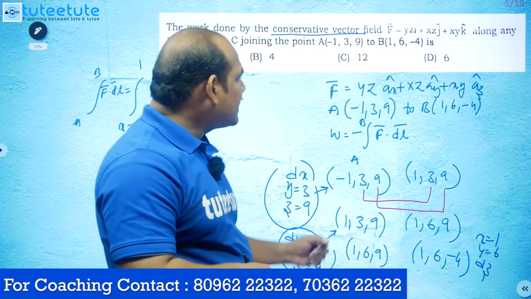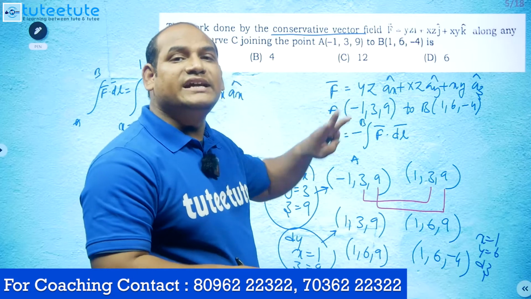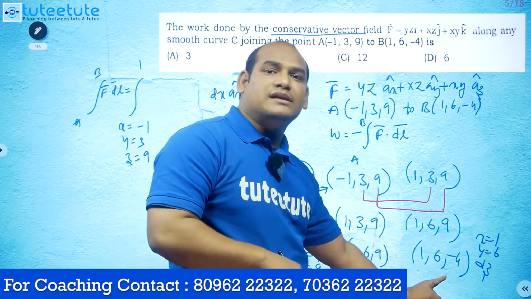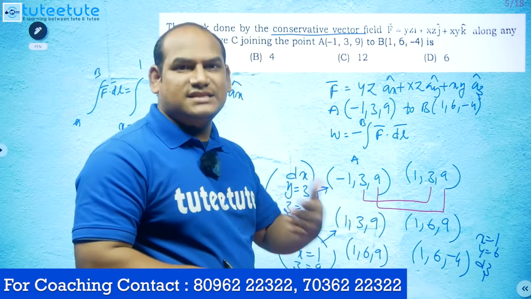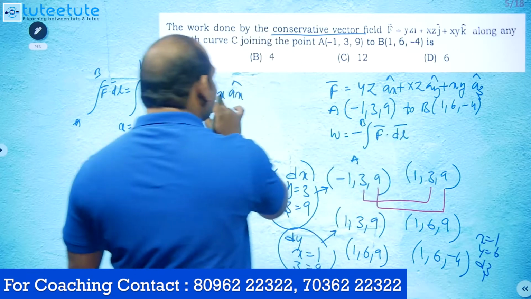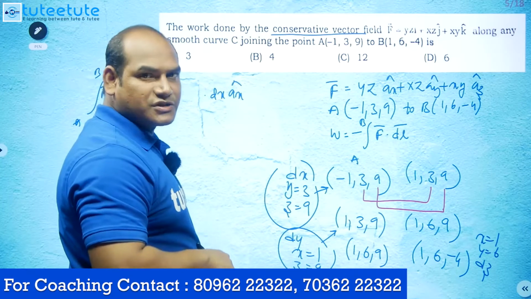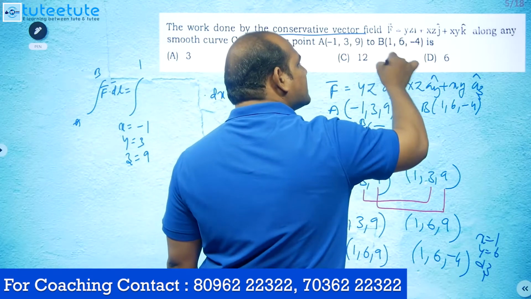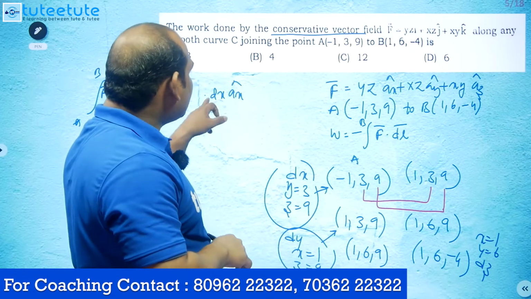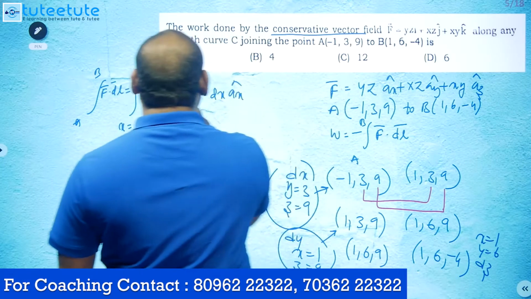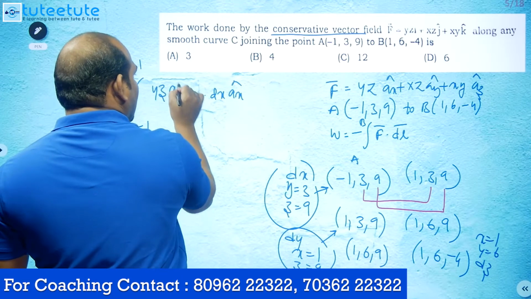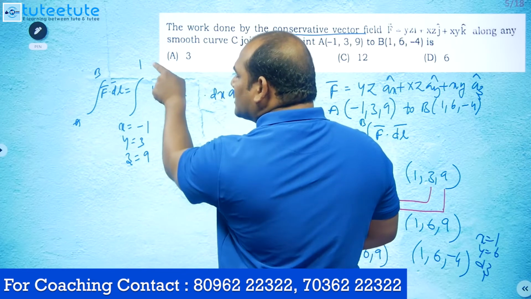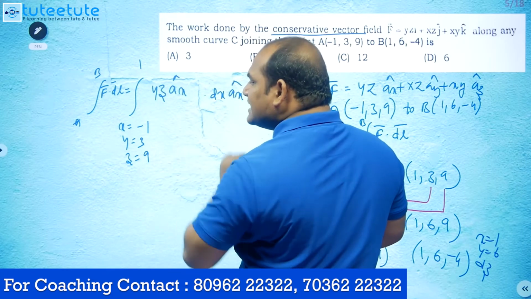Whatever the given integral from a to b, this is split into 3 integrals now. The first integral is related to this one, the second integral to this one, and the third integral to this one. So in the first integral only x is changing, that is dl is equal to dx ax cap. So this is the x direction. In this x direction, what component of F bar do we have to take? Again this one only, yz ax cap. That means it is related to ax cap, so we take yz ax cap. But in this calculation, where x is changing from -1 to 1, y is fixed at 3 and z is fixed at 9.